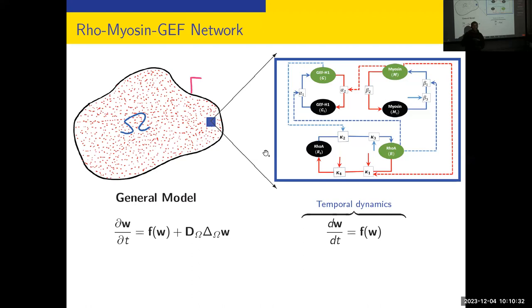And in our interest, we are majorly going to concentrate on the Rho GTPs, which are also being regulated by GEF and also myosin. And then simply from the diagram, Rho GTPs act as an activator.